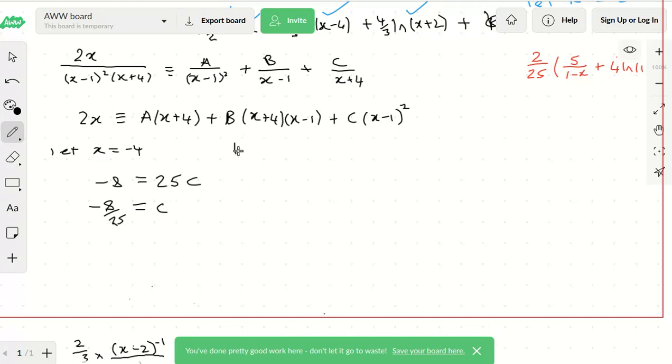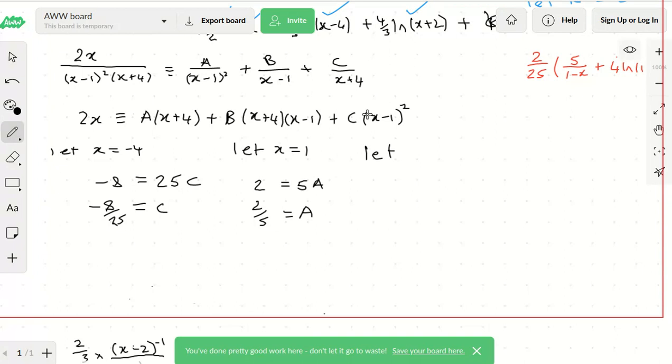What are we going to get when we let x equal 1? Well, we're going to get 2 equals 5a, and then that's 0 and that's 0. So a is 2/5. And now for the last one, you could just let x equal anything you like. I'll show you a quicker way of doing it though.